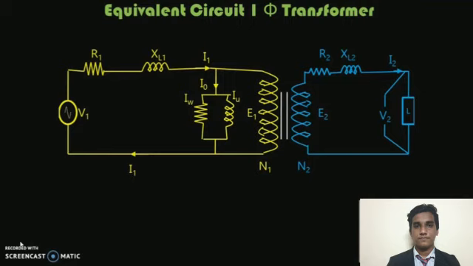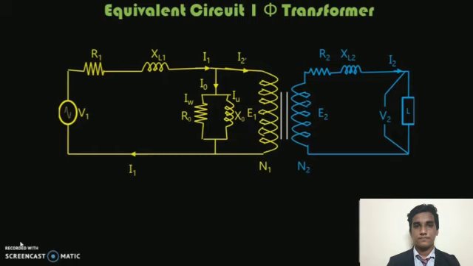The IW current flows in a resistance, and that resistance is represented by R0. R0 represents the open circuit resistance, and I mu flows through the inductance, that is X0. The function of I mu is to produce flux in the iron core, and the function of IW is to produce losses during no load. This is the first component of I1, that is I0, and the next component, I2 dash, is nothing but the load component of the primary current. So we have separated the primary current.